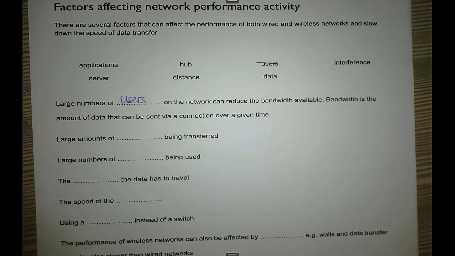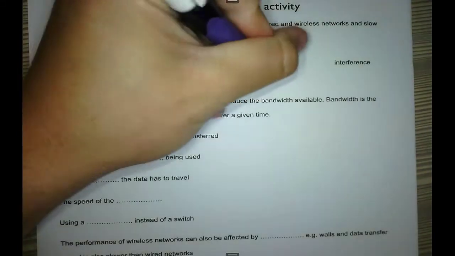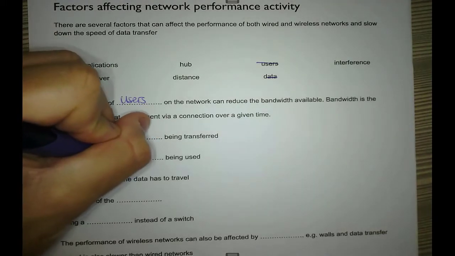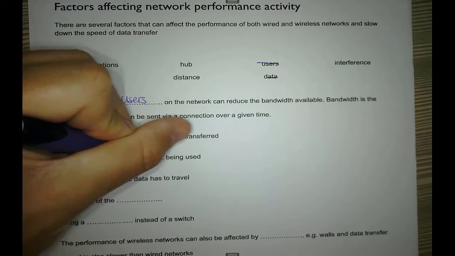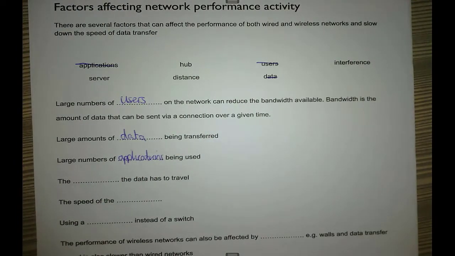So then we've got large amounts of blank being transferred, or large amounts of data being transferred, is going to slow down your network. Imagine if you've got a sibling that is downloading the latest 4K movie. Well, that's a massive file, and that's going to take a lot of your bandwidth and therefore reduce the speed of your network. Large numbers of blank being used. Well, if there's large numbers of applications and all those applications are using some of your bandwidth, that is going to slow down the network.